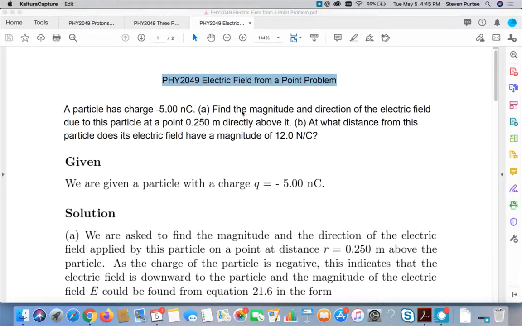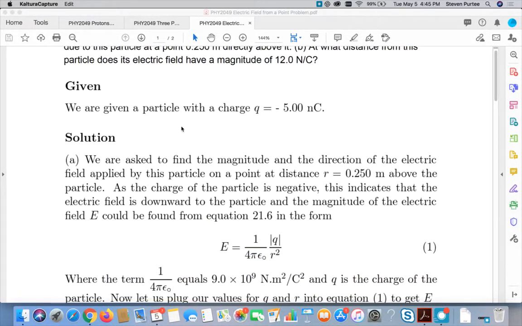Okay, this is just a simple electric field from a point problem. Pause and read the question. I hope you've done that. So we want to find the magnitude and direction of the electric field some distance away from a point charge. Our point charge is just held in space.